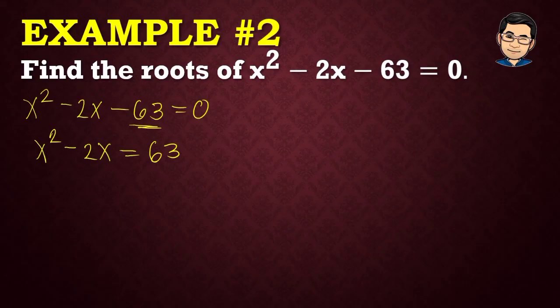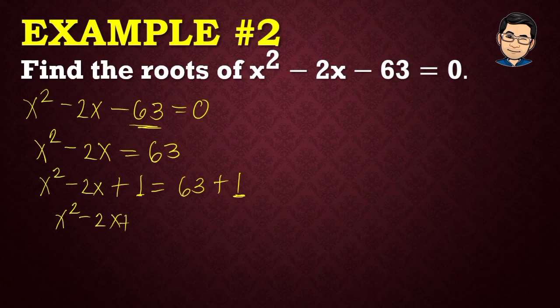And then, what must be added to x squared minus 2x para maging perfect square trinomial? Negative 2 divided by 2, negative 1. Negative 1 squared, that is positive 1. And then, mag-add ulit tayo ng 1. So, again, nag-add tayo ng 1 dito sa right side din. Next, x squared minus 2x plus 1 equals 63 plus 1, that is 64.